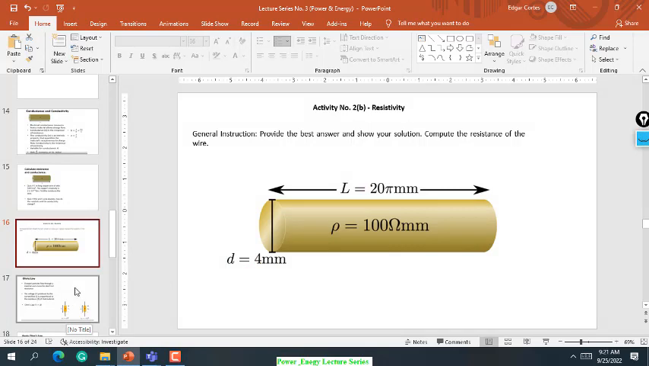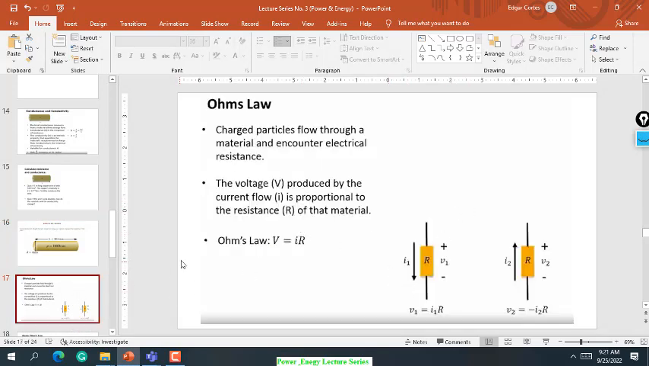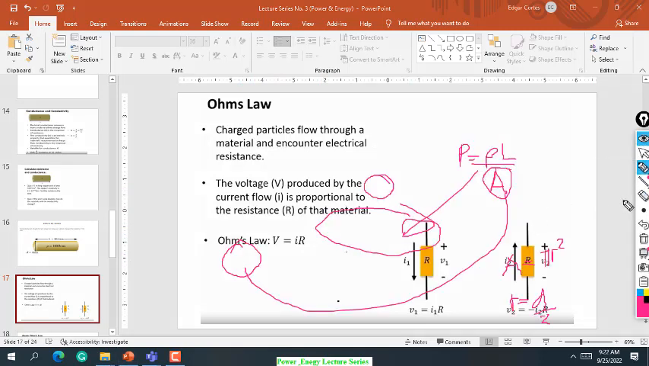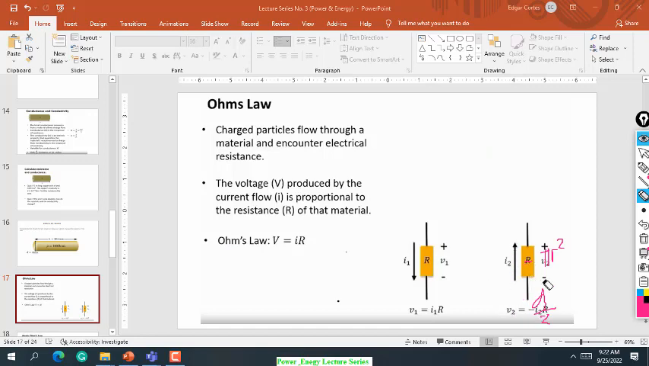Okay, next topic: Ohm's law. What is Ohm's law? A charged particle flows through a material and encounters electrical resistance. The voltage V produced by the current flow I is proportional to the resistance of the material. Ohm's law is defined as V equals IR. That is the definition of Ohm's law. For example, here we have V1 equals I1 R1, and V2 equals I2 R2. If we're going to get the resistance, R equals V over I, just a manipulation of the formula.